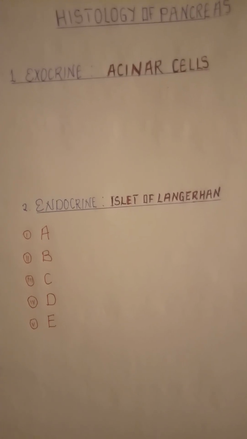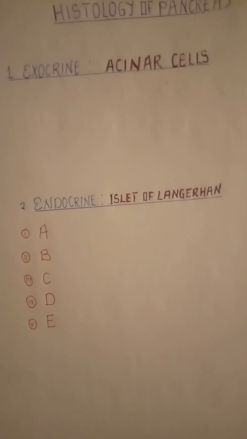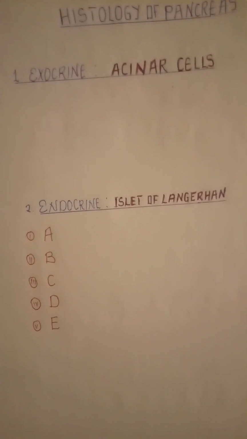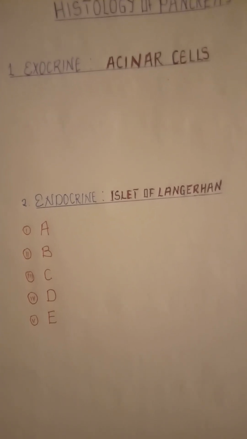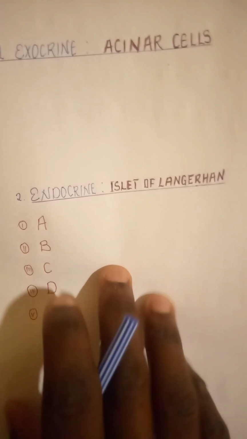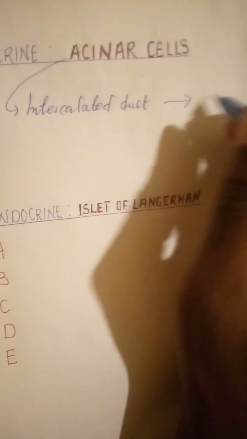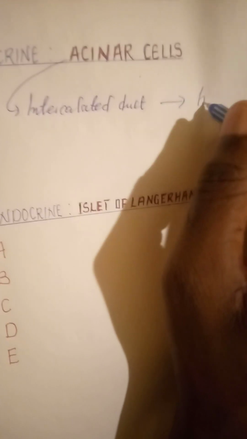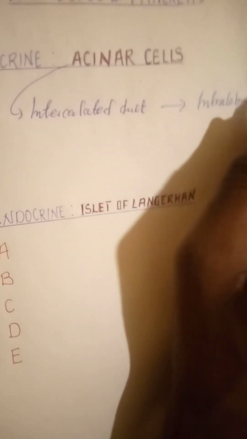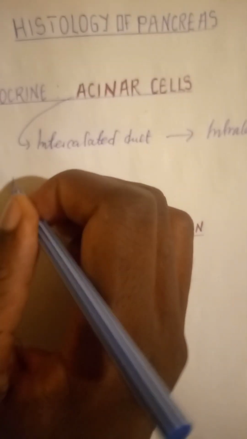First things first, the acinar cells produce these digestive enzymes, and once they produce them, they need to be transported via the intercalated duct. So we start with the intercalated duct: from acinar cells to intercalated duct. Then the intercalated duct will drain into the intralobular duct, and this intralobular duct will then drain into the main pancreatic duct.